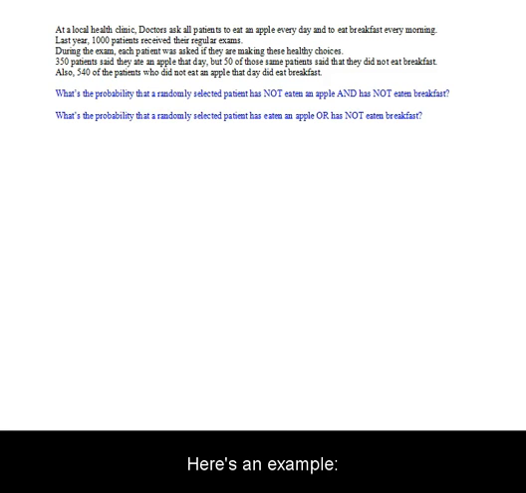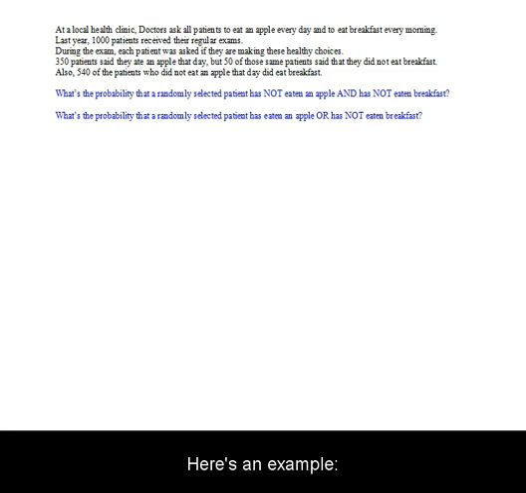Here's an example. At a local health clinic, doctors ask all patients to eat an apple every day and eat breakfast every morning. Last year, 1,000 patients received their regular exams. During the exam, each patient was asked if they are making these healthy choices. 350 patients said they ate an apple that day, but 50 of those same patients said that they did not eat breakfast. Also, 540 of the patients who did not eat an apple that day did eat breakfast.